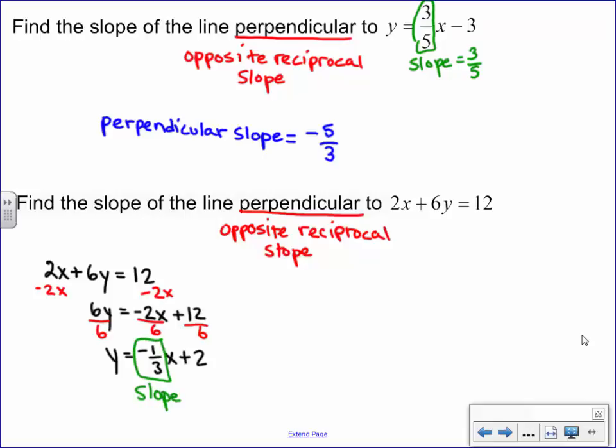So if I want to find the perpendicular slope, I need to first take the opposite of negative 1/3. So the opposite of a negative is a positive, and then I need to take the reciprocal, which means flip the fraction. So it's a positive 3 over 1, which can be simplified to just 3.